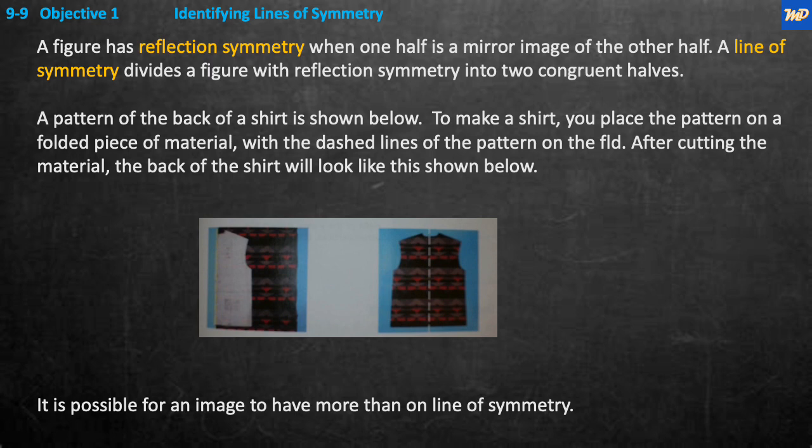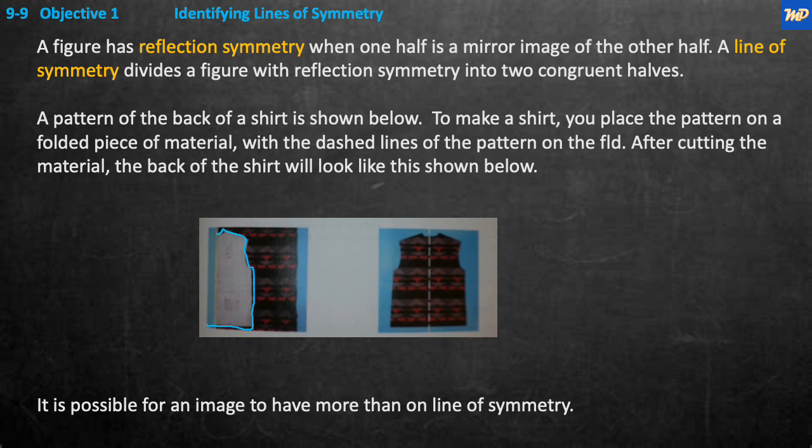To make a shirt, you place a pattern on the folded piece of material with the dashed line of the pattern on the fold. After cutting the material, the back of the shirt will look like this shown below. So on the one side, they've got the pattern right here. I think we'll see that the pattern is laid onto this folded piece of fabric right here. This is the pattern being laid onto the folded fabric.